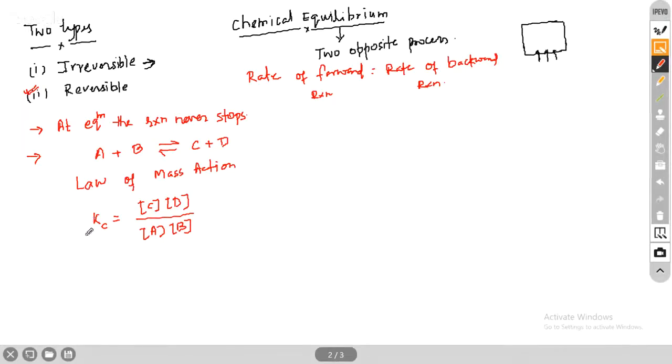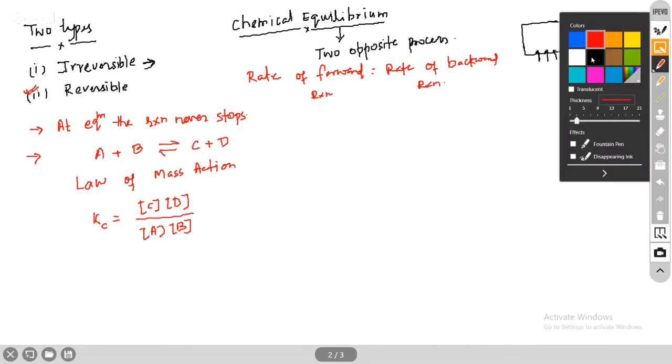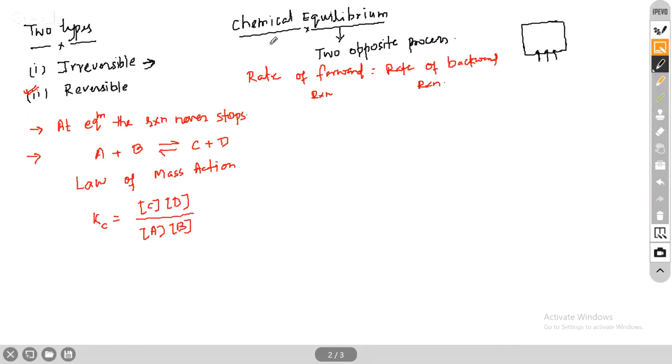If any coefficient is there, suppose randomly I put coefficients over here, 2, 3, 4, 5, then we should write C to the power 4, D to the power 5, A to the power 2, B to the power 3, right? Like this we write. So this we call the law of mass action. It says that the equilibrium constant is equal to the concentration of product divided by the concentration of reactant.